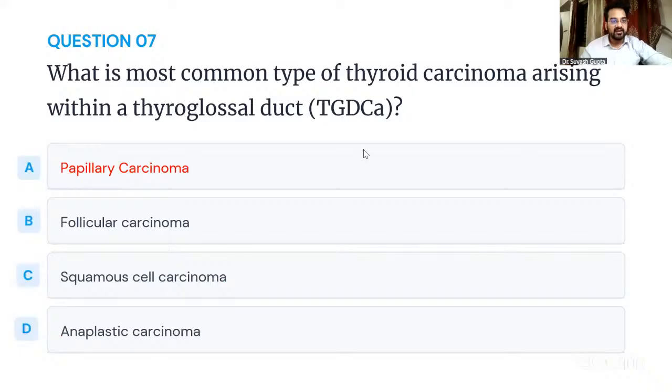A simple logical answer. What is the most common type of thyroid carcinoma arising within the thyroglossal duct? Many of us would have guessed it correct.